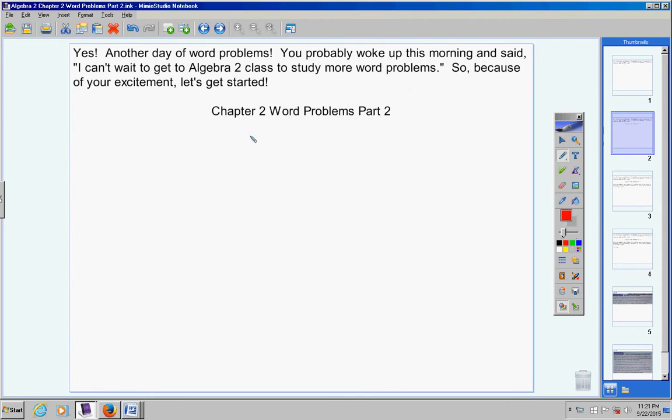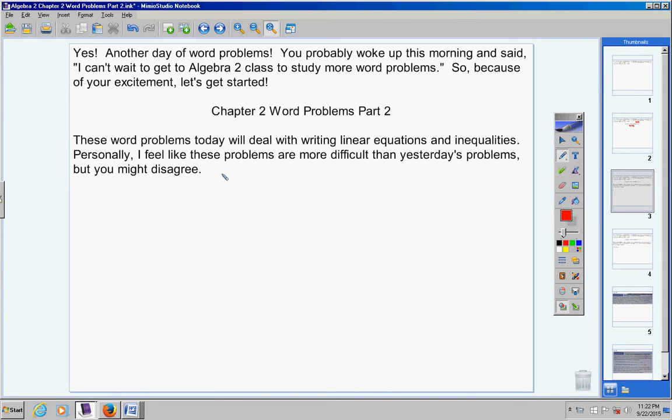Your heading today is Chapter 2, Word Problems, Part 2. I would encourage you to always write down today's date so that you have nice organized notes. Remember, tomorrow we have Part 3, and then we'll be finished with Chapter 2. These word problems today will deal with writing linear equations and inequalities. Personally, I feel like these problems are more difficult than yesterday, but you might disagree, so we'll see.